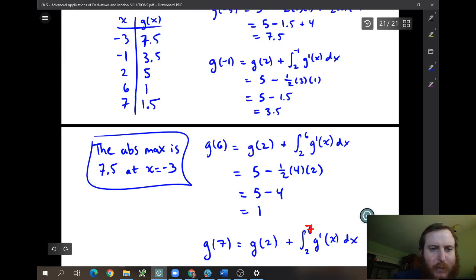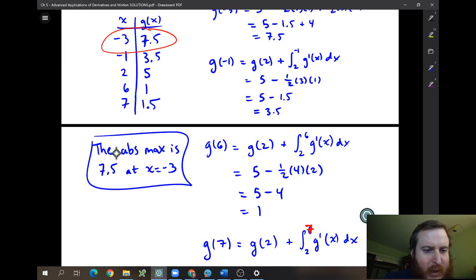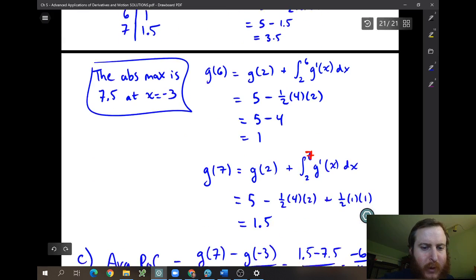All right, now the absolute maximum in this is the 7.5. That's our biggest number. So we're going to write this in a sentence. The absolute max is 7.5 at x equals -3.